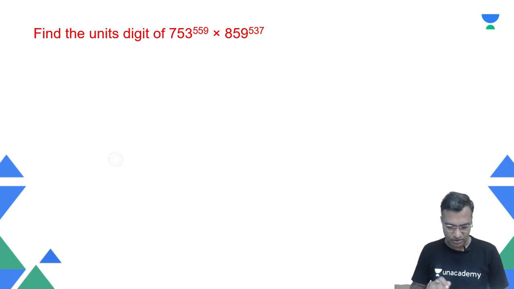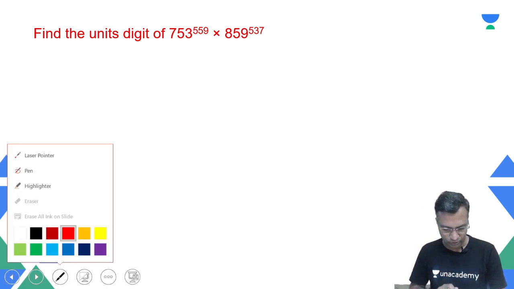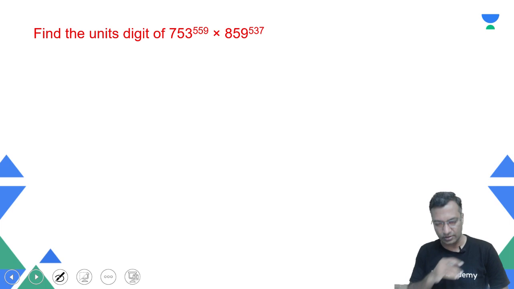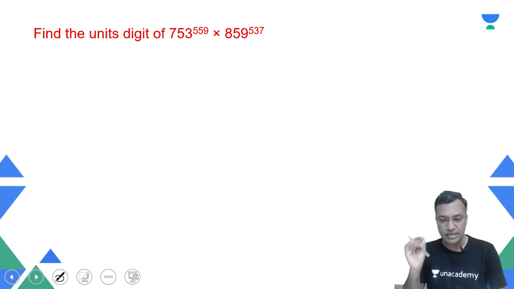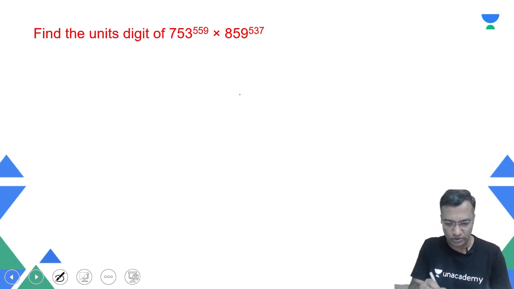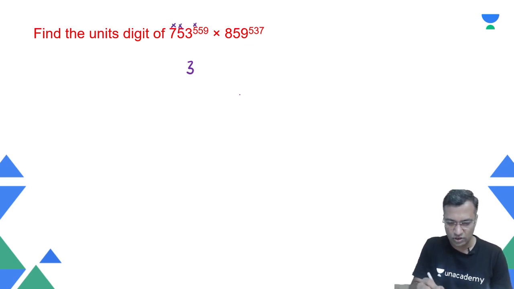Now let's try and answer this particular question. Do it with me. First, let's understand what matters and what does not matter. 3 matters. 7 and 5 do not matter. Only 59 matters. You may wonder why so.